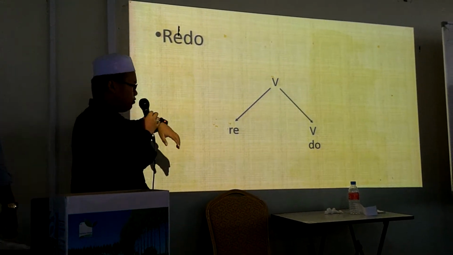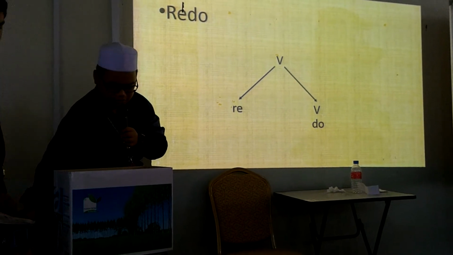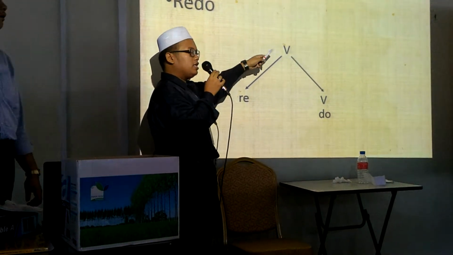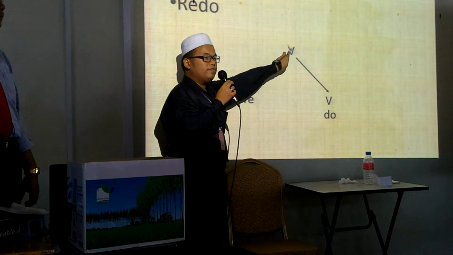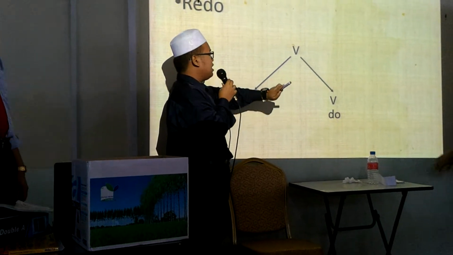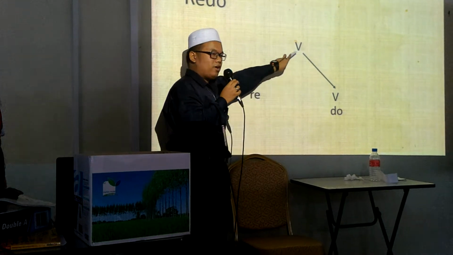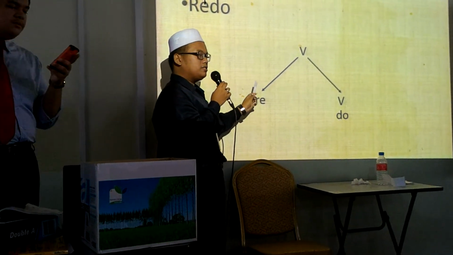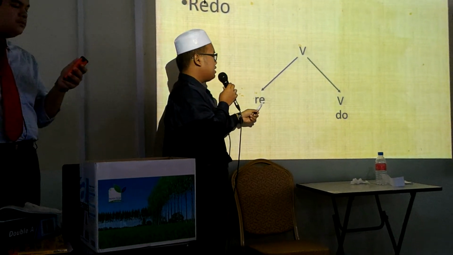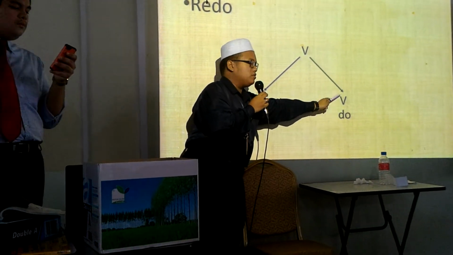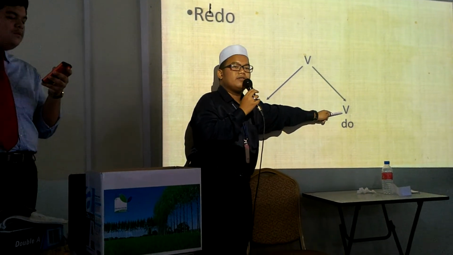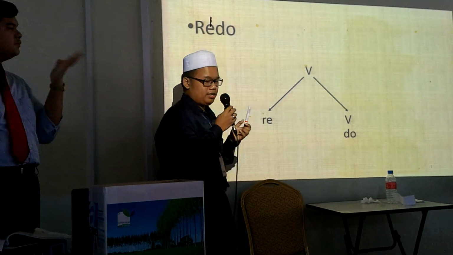So what you have to do is write the word class of this word, V here. V refers to the verb. Then make two branches like this, two arrows here, and separate re on the left side, and you write V on the right because V refers to do. Do is a verb. Okay, is that clear? Yes. Okay.